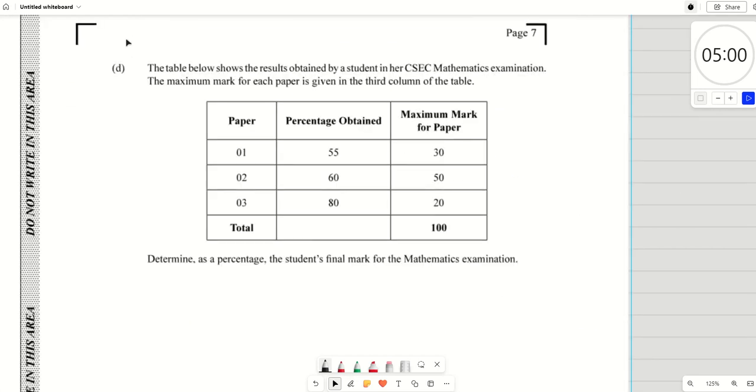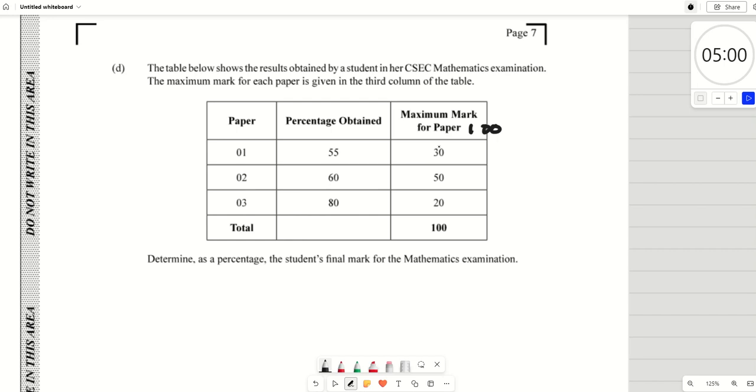So last part of number 1 in 2019 January. The table below shows the result obtained by a student in her CSEC maths examination. The maximum marks for each paper is given in the third column. So this is the maximum mark for the paper. Right, so obviously the maximum mark would be 100%. So these values here, let me just say 100%, that might confuse you. No, it's 100%.